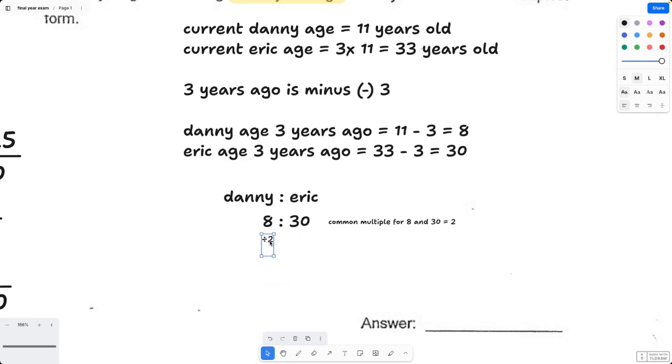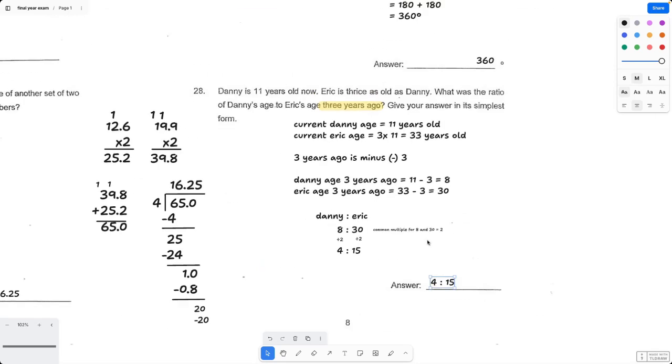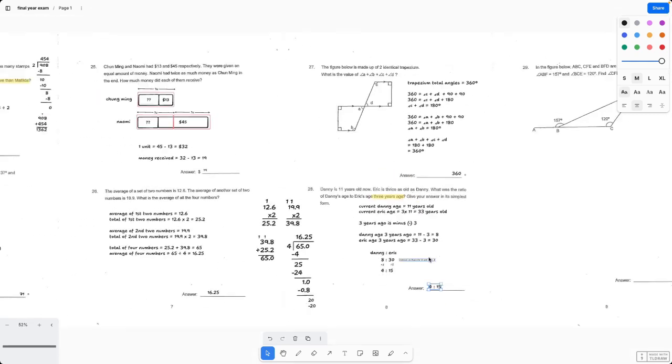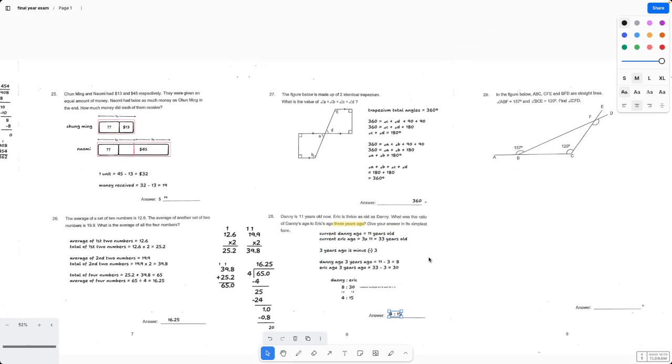In this case, for both sides, that means 8 divided by 2 is 4, and 30 divided by 2 is 15. So the answer to this is 4 is to 15. There you go. So let me just duplicate this. 4 is to 15. All right, that's it. Let's move on to the next question.